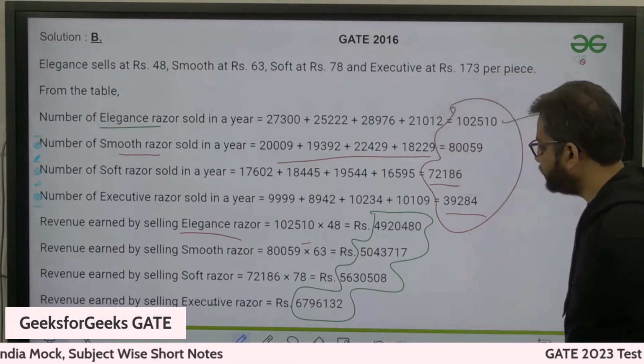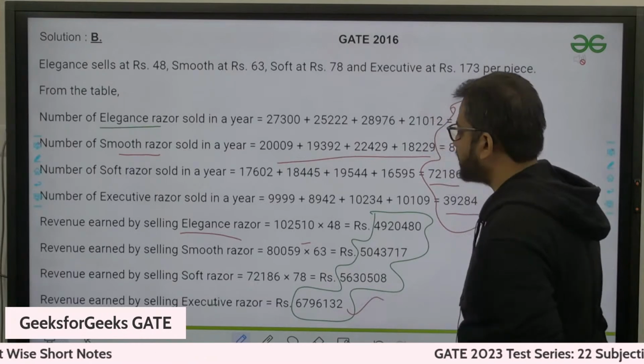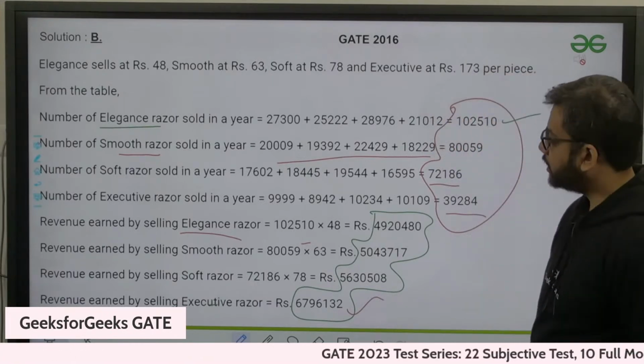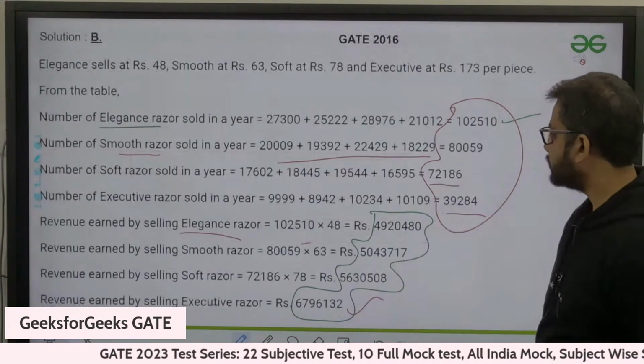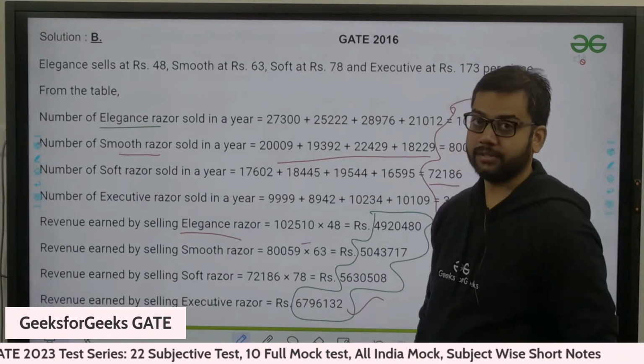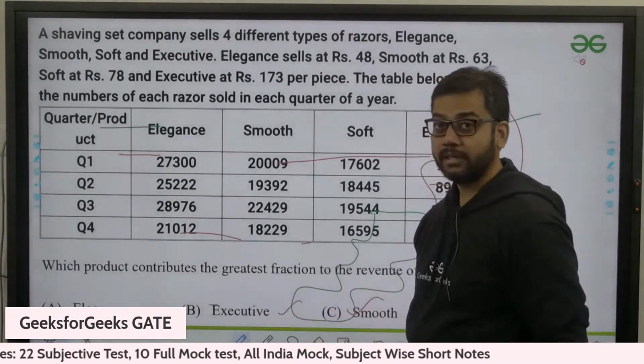I believe this is the highest. Okay, so if I'm talking about the executive, B is executive. Okay, and executive is the highest. So our option B is correct.